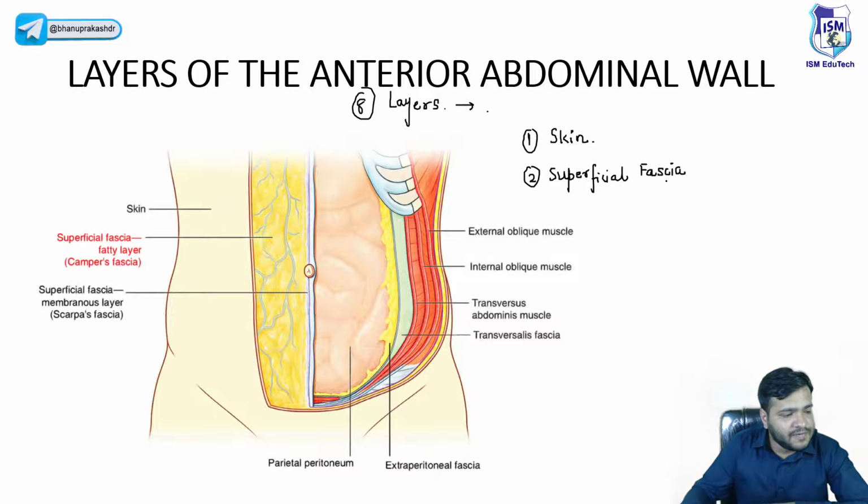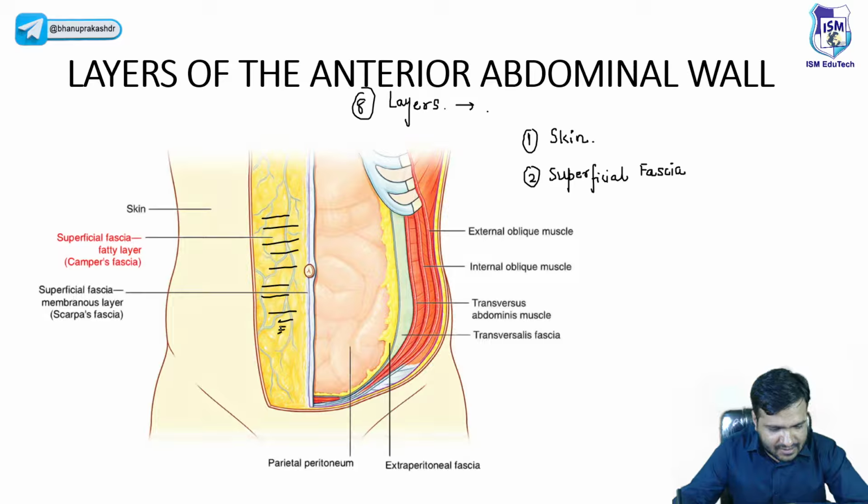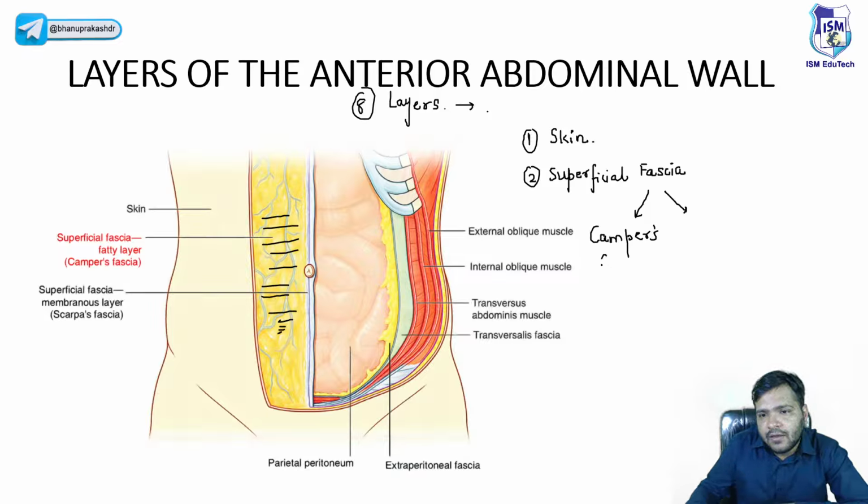Now, when I say superficial fascia, guys, you can see that it is a fatty layer. It is composed of adipocytes, the yellow colored layer. Beta, I hope everyone can see in this picture, right? So this superficial fascia is divided into 2 layers. Okay, we have the Camper's fascia, and we have the Scarpa's fascia.